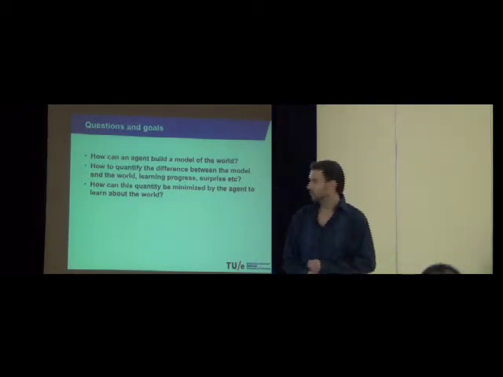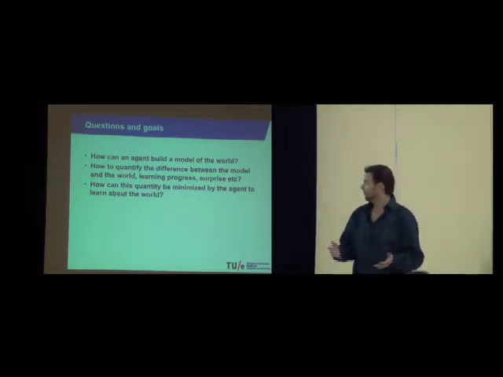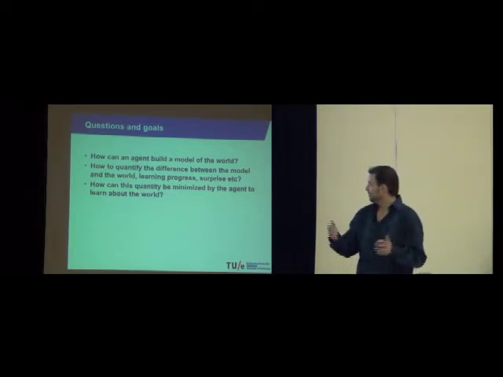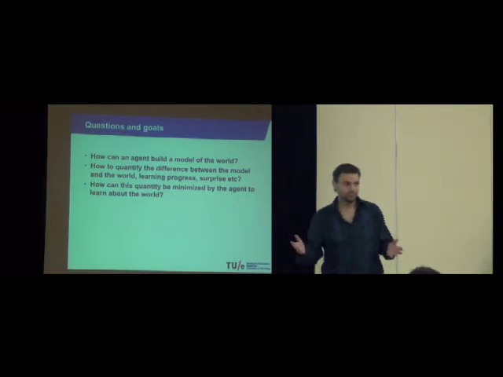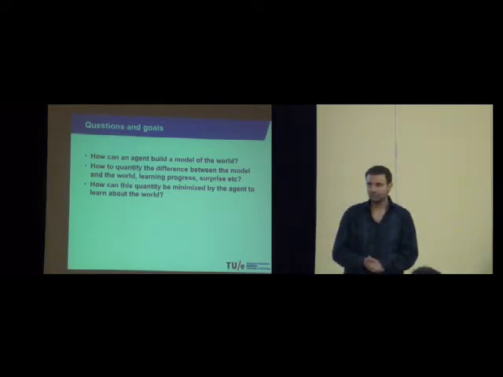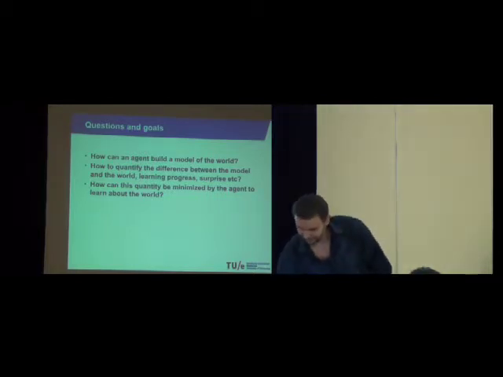So the questions and the goals are: how can an agent build a model of the world? How to quantify the difference between model and the world, learning progress, surprise? And how can this be minimized so the agent learns about the world? There are different possibilities if you look at surprise. There are many definitions, but it will turn out to be one quantity I prefer and use for those things.